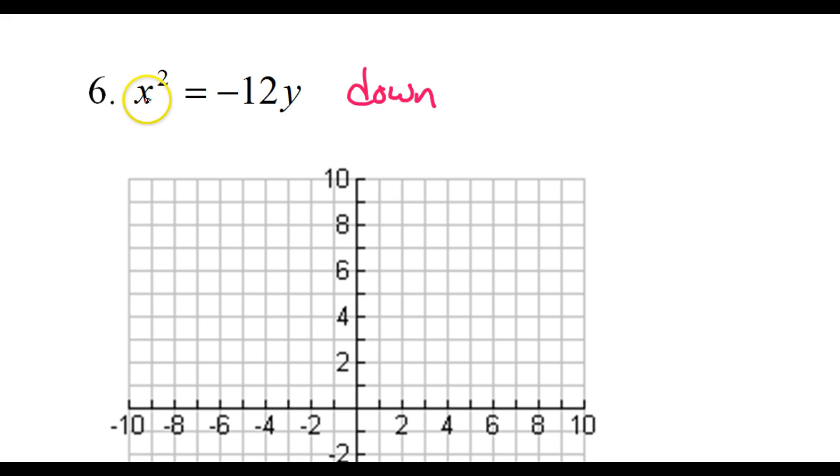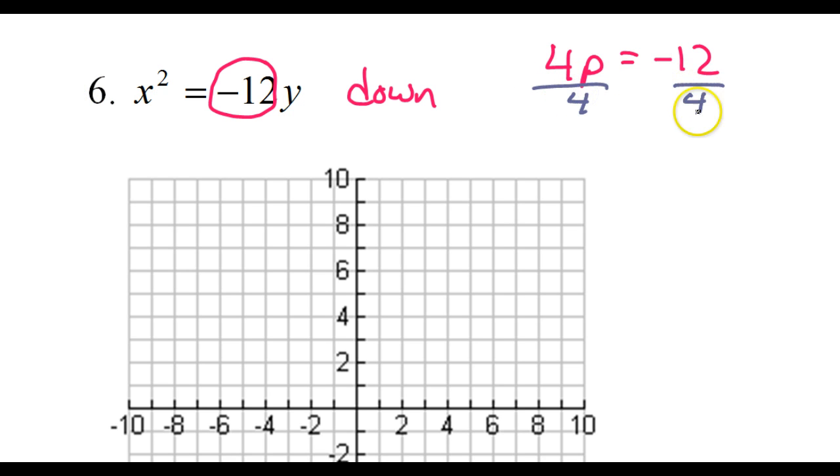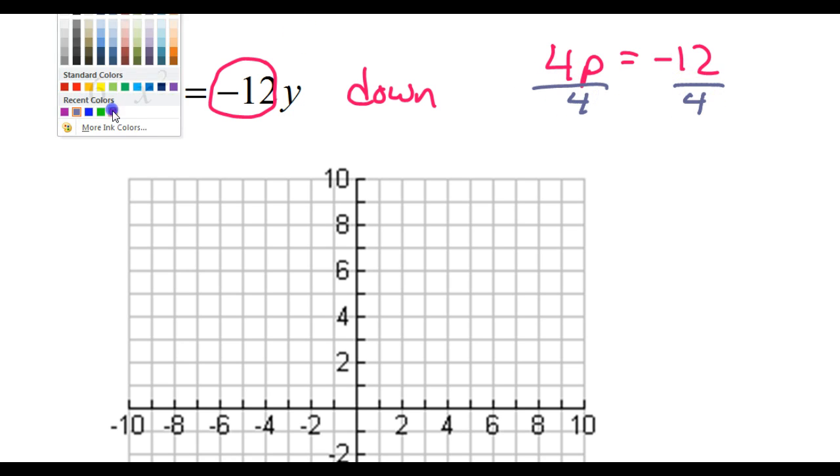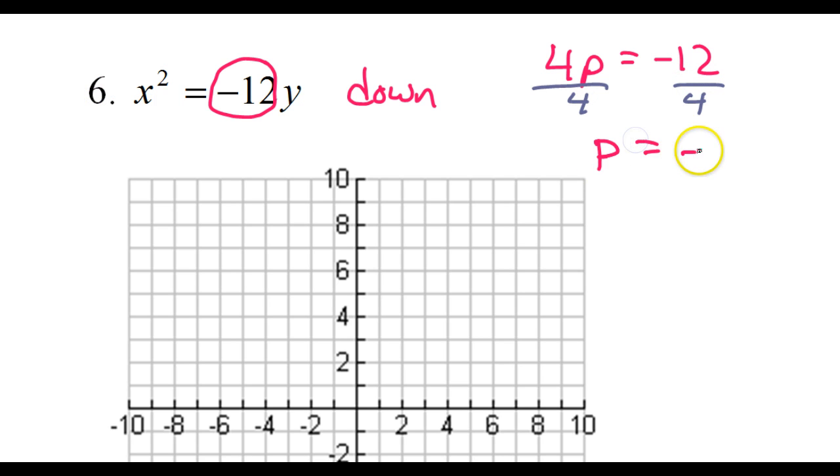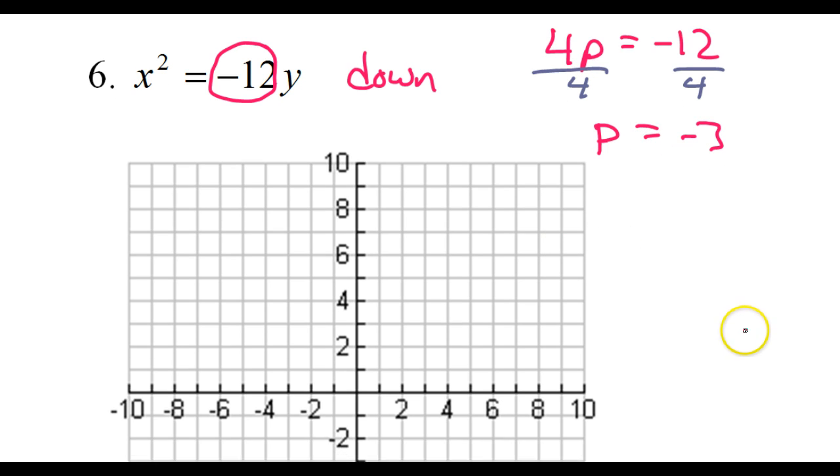Okay, so when the x is squared, I know it will either be up or down, because that's normal. Now, we need to next find out what p is. Well, see this -12 right here? So 4p is going to equal -12. So dividing both sides by 4, okay, that's going to give me p is equal to -3.